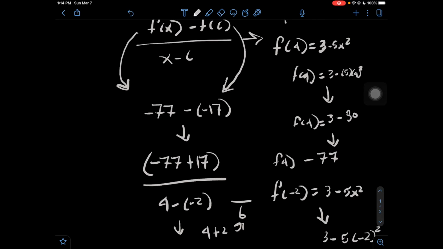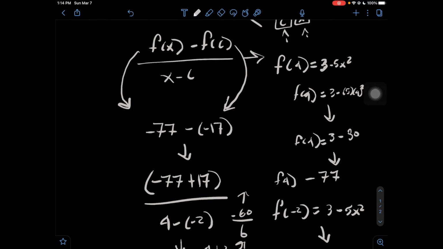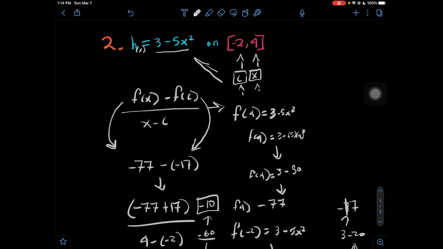And then our numerator is -77 plus 17, which is -60. That means our final answer is -10. That is the rate of change for the function h of x equals 3 minus 5x squared on the interval of -2, 4. We have a negative rate of change of 10.